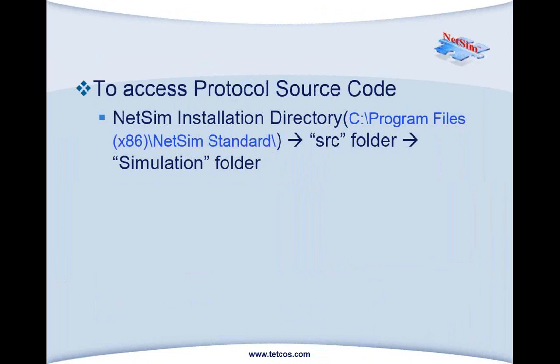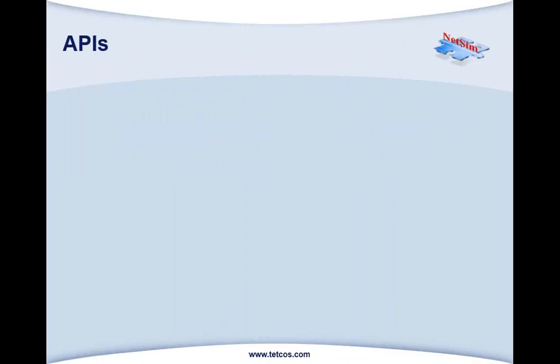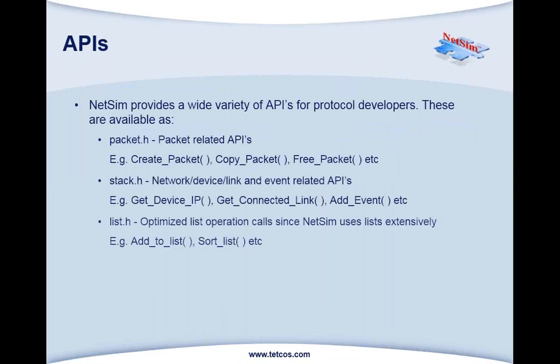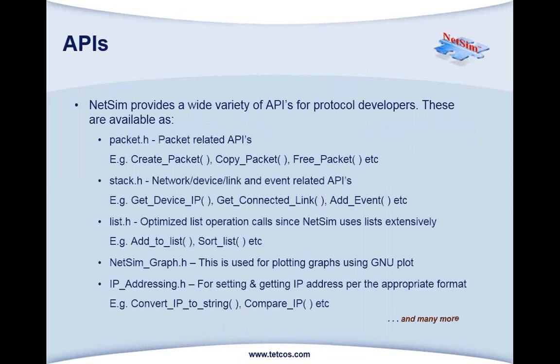So to access protocol source code, you have to go to the program files and NetSim standard. There is an installation directory. In the SRC folder, you will have the protocols source code. And these are the APIs NetSim provides for the developers: packet.h, stack.h, list.h, NetSim graph.h. All these APIs are available.